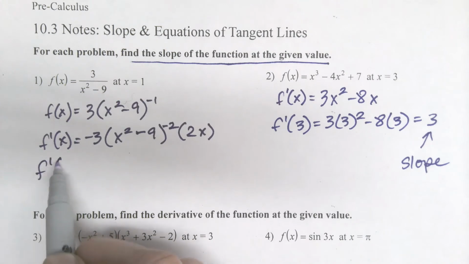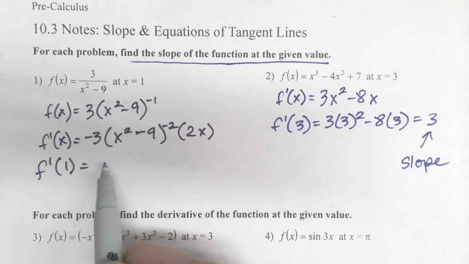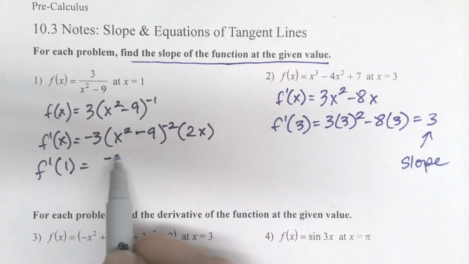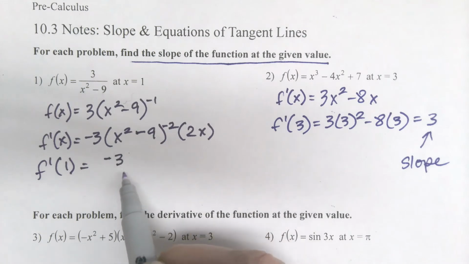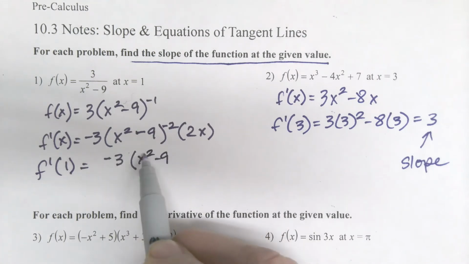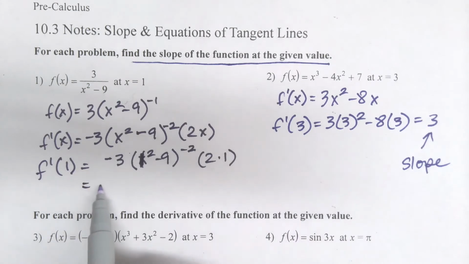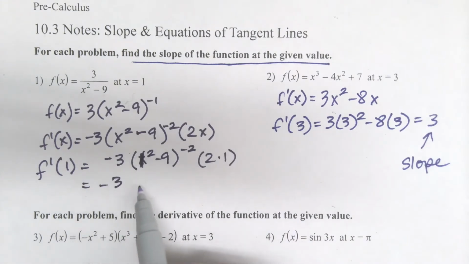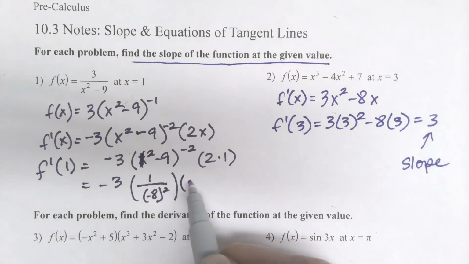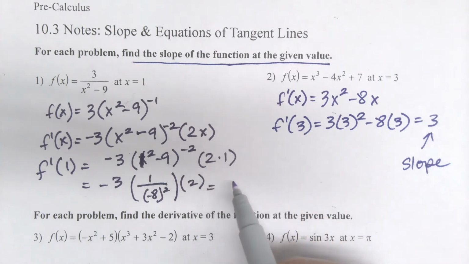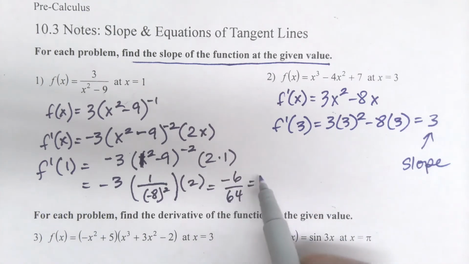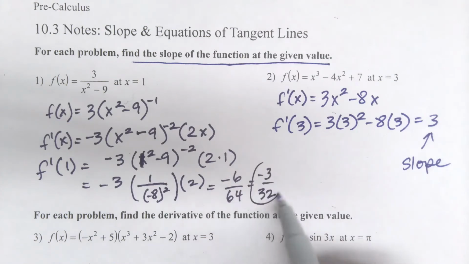And so now I need to find f prime of 1. So that's negative 3 times x squared minus 9, times 1 squared minus 9 to the negative second times 2 times 1, which is negative 3 times, this would be 1 over 1 squared minus 9, so that'd be negative 8 squared times 2, which is negative 6 over 64, or negative 3/32 for my slope on that one.